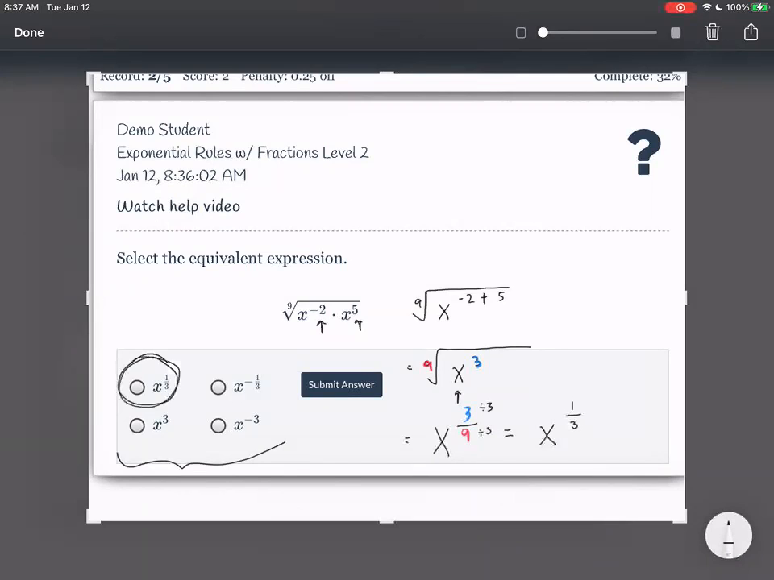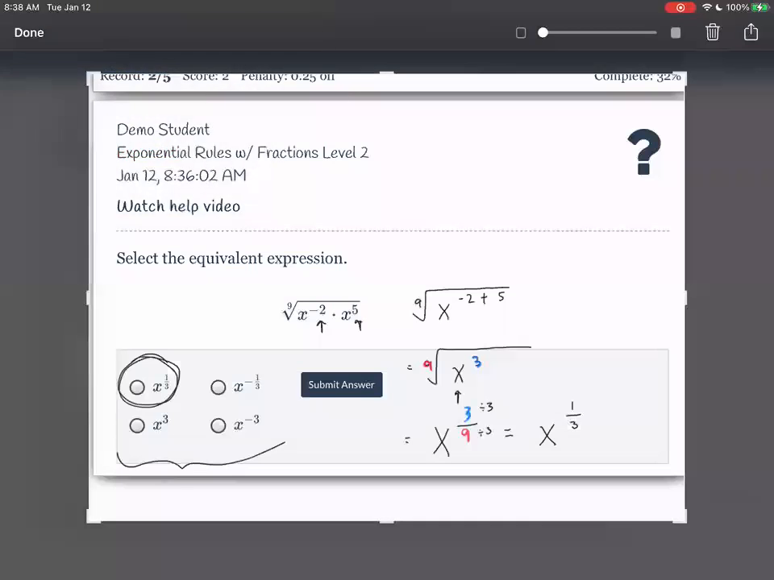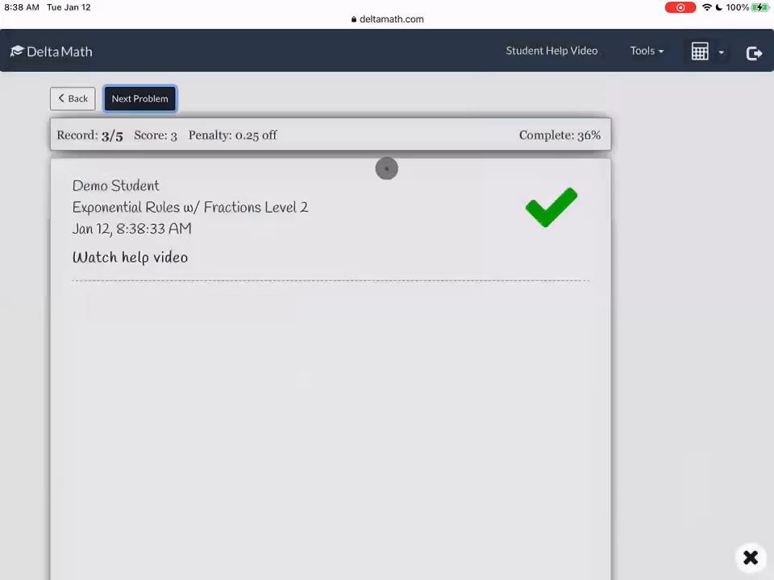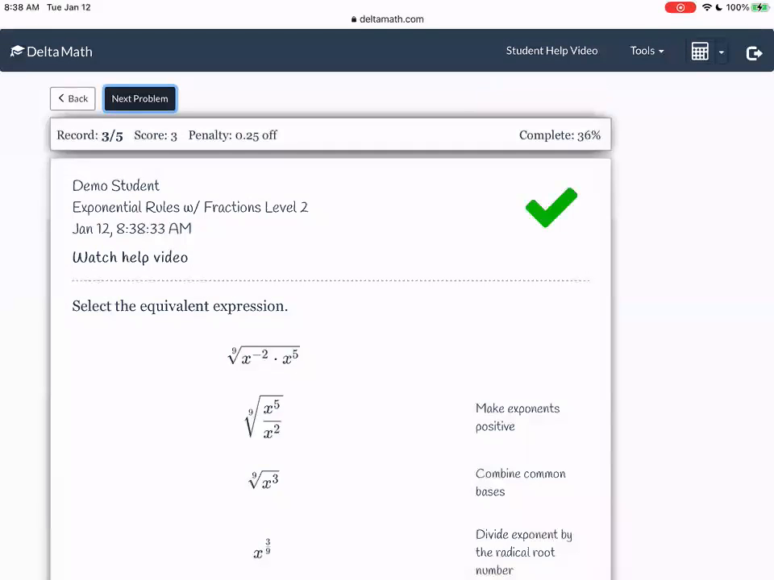Why are all my answer choices in the top left corner? I don't know, but x to the power of positive 1/3. Are there any questions on this one? I'll pause the video to give you guys a chance to answer or to ask. All right, let's do another section then. So I'm going to stop the video.